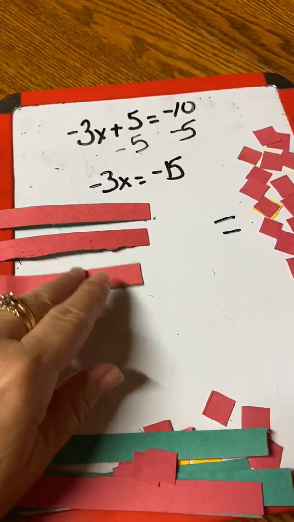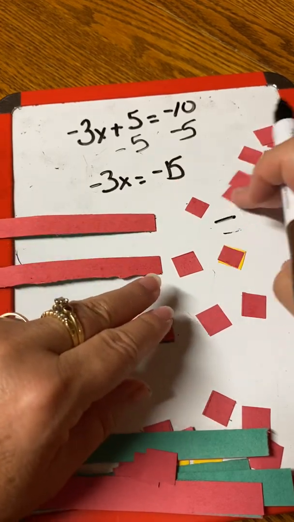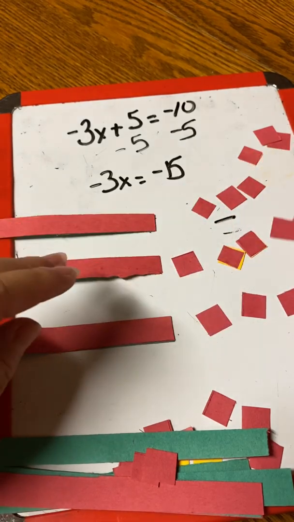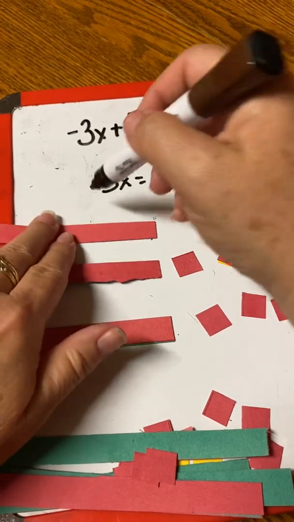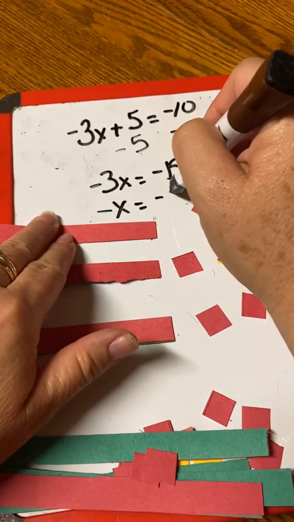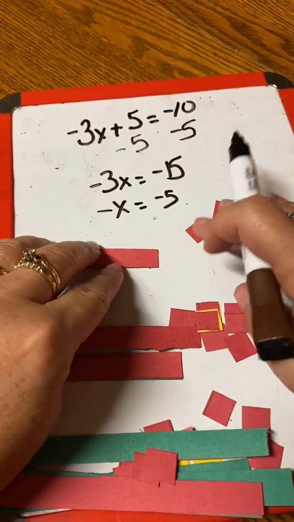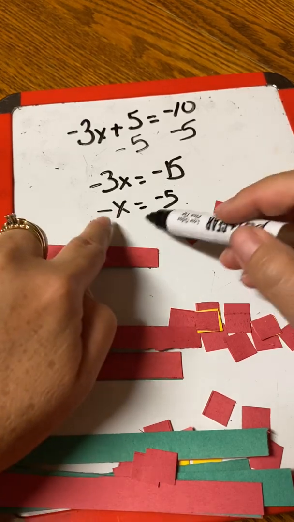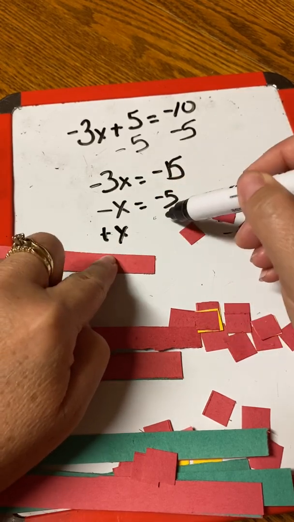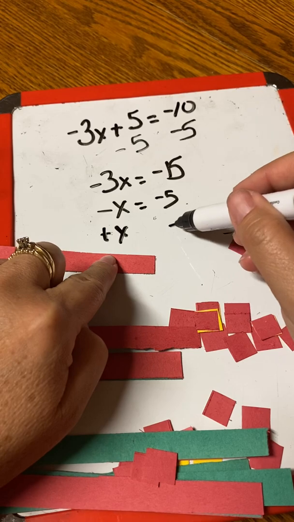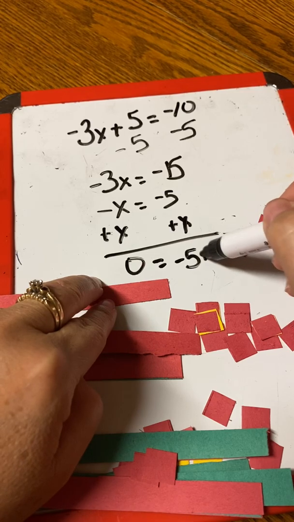So if we put them into 3 piles, 1, 2, 3, 1, 2, 3, we can see that each negative x equals a negative 5. But you know what? Negative numbers will cancel each other out, because you don't really want to know what a negative x is. So if we added an x to this side and we added an x to this side, we would have 0 equals negative 5 plus x.